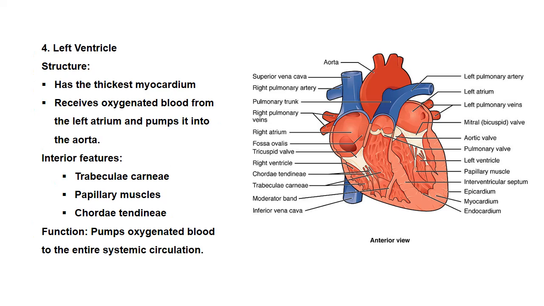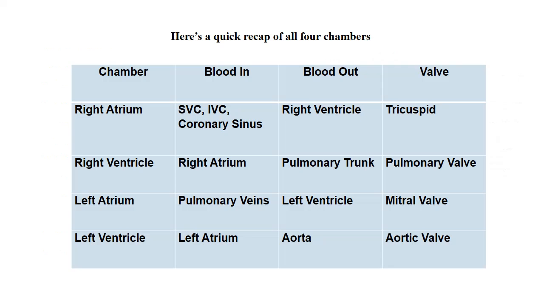The left ventricle is the most muscular chamber of the heart. It pumps oxygen-rich blood to the entire body through the aorta, making its walls the thickest. Like the right ventricle, it contains trabeculae carneae, papillary muscles and chordae tendineae, but they are more robust to withstand higher pressure. You can see the difference in the thickness of right and left ventricular walls in the diagram on the right. Here is a quick comparison of all four chambers.